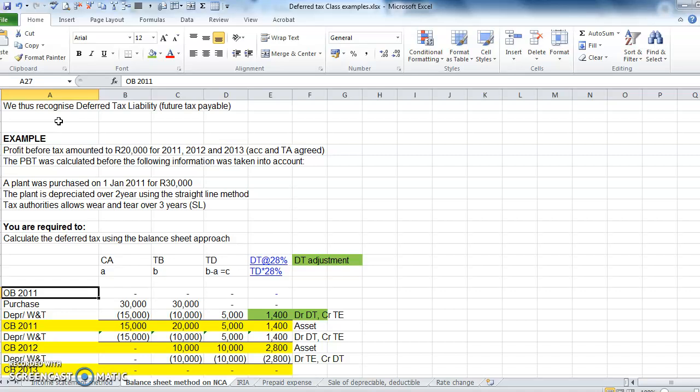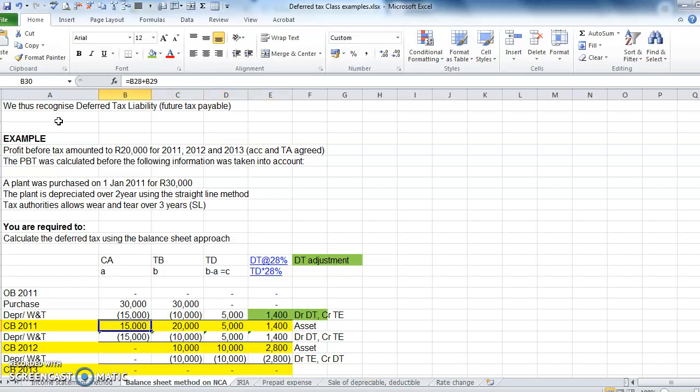So then our opening balance, we didn't have the asset yet. We purchased it on the 1st of January 2011. So our balance for deferred tax is 0, right? So we purchased the asset. Then our depreciation for the year for accounting purposes is 15,000, and our wear and tear is 10,000. Remember, for accounting purposes, we are depreciating over 2 years, so 30,000 divided by 2 is 15,000. Our wear and tear is over 3 years, so we say 30,000 divided by 3, which is 10,000. So then we have a temporary difference over here of 5,000.